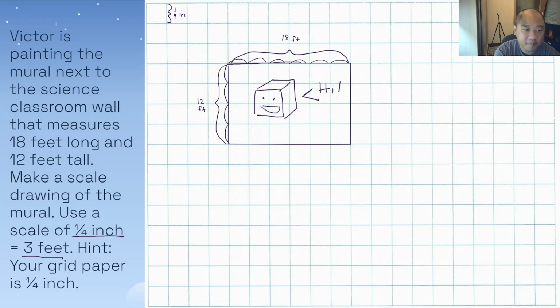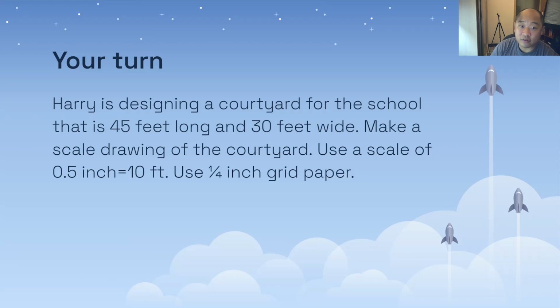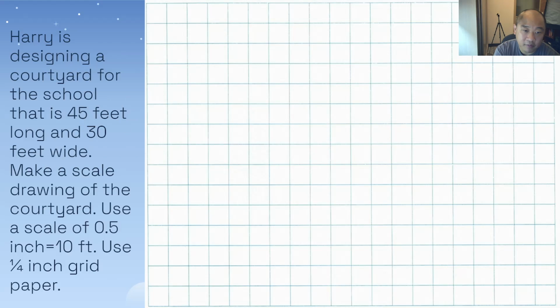Your turn. Let's say that Harry is designing a courtyard for the school. The courtyard is that area between all the classrooms, you know, with the wood where you guys hang out sometimes. And let's say that it's 45 feet long and 30 feet wide. So we're going to make a scale drawing of the courtyard, and we're going to use a scale of 1/2 inch is equal to 10 feet. And we're going to continue to use that 1/4 inch grid paper.